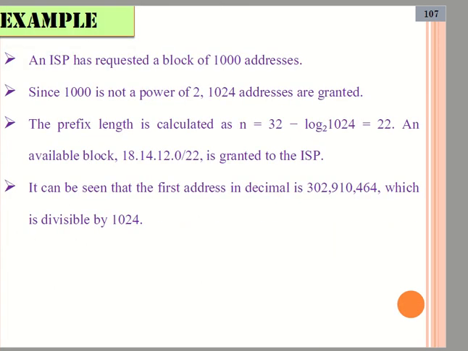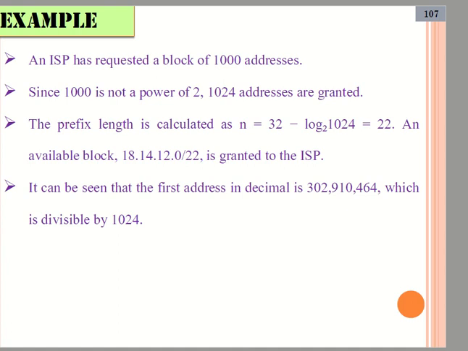Let us see how an ISP will allocate these addresses. Assume an ISP has requested a block of 1000 addresses. Since 1000 is not a power of 2, the number of addresses granted is 1024. I told you in the previous slides that the number of addresses allocated will always be a power of 2. So since it is classless addressing, there is no prefix length.